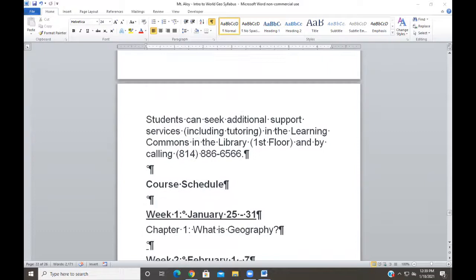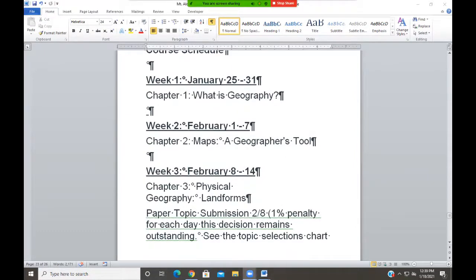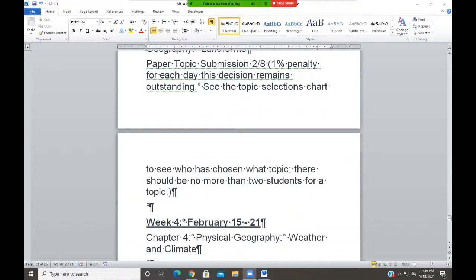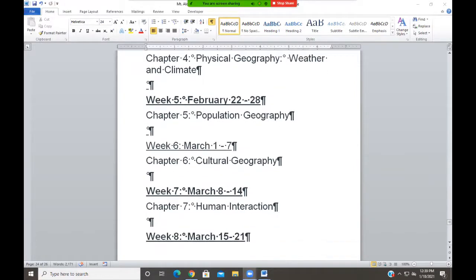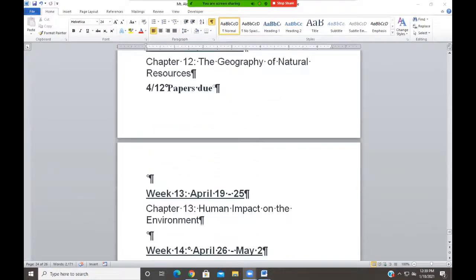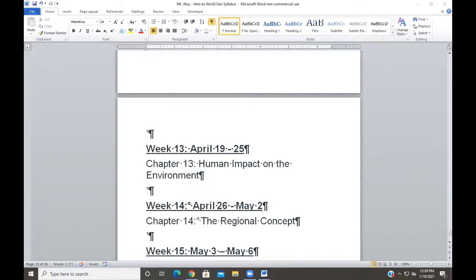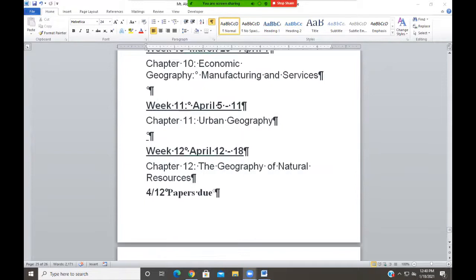Okay. And lastly is the course schedule. When things are due and generally where we're going to be heading from week to week. And like I said, sometimes if I don't feel learning's taking place, we take a little longer on some chapters, and we do not get to things like chapter 14, right? So, let me just say something about the papers.